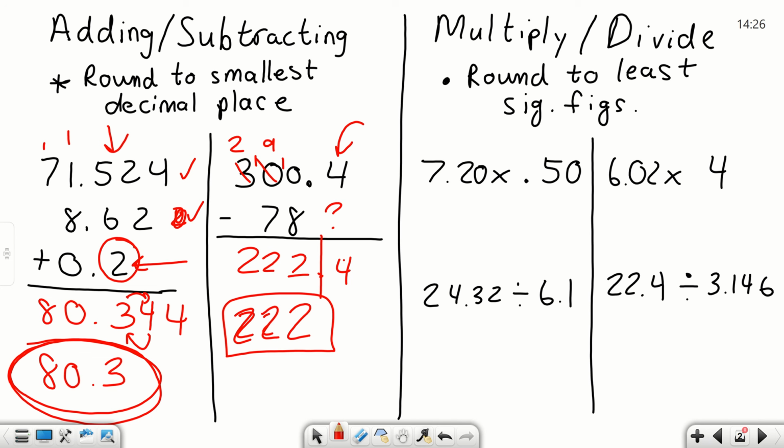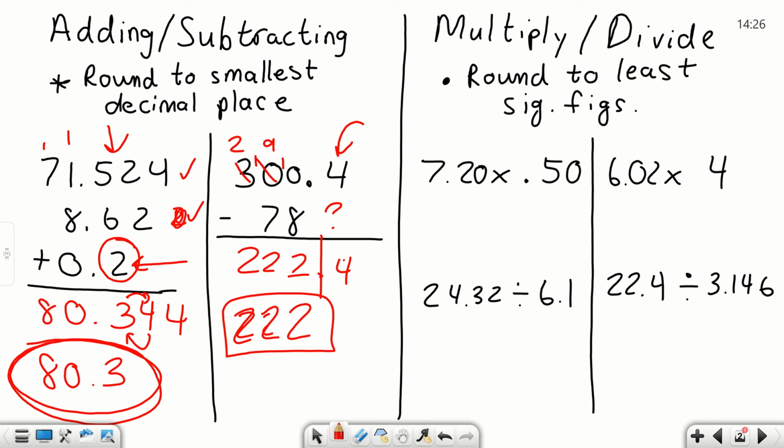Okay? Multiplying and dividing. This is going to be more common in what we're doing here. In multiplying and dividing, I have to look at what numbers are involved. I'll go ahead and mention this now. This might cause some confusion. We don't pay attention to constants. It's numbers that we have measured that we're going to determine what's the least number of sig figs. So for this, I'll need my calculator. For multiplying and dividing, I have to round to the least number of significant figures, not decimal places, sig figs.